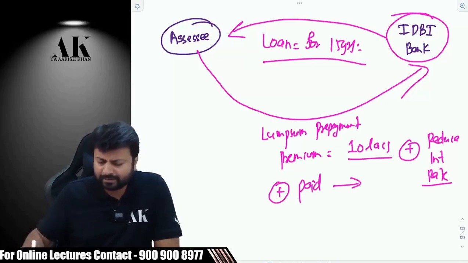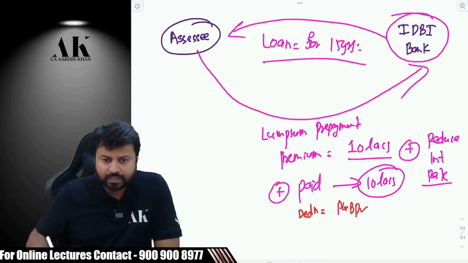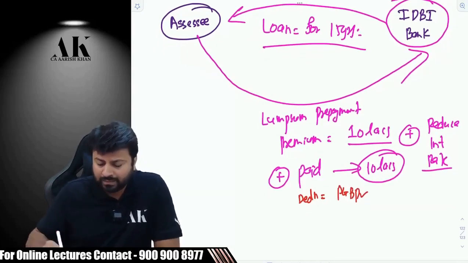IDBI is an Indian bank. Now, the moment I paid this 10 lakh rupees, listen carefully, I took the deduction of this 10 lakh rupees under PGBP, because this is an expense. And this was a business loan, for your information. So I took the deduction under PGBP.